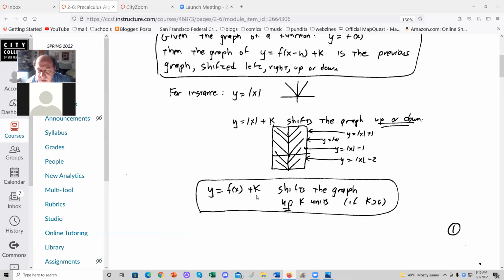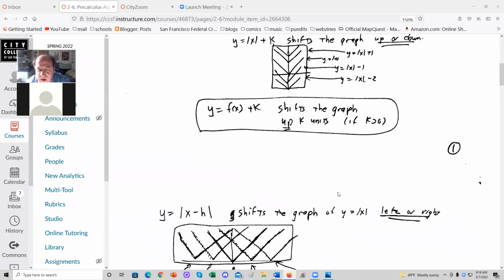So f of x plus k, y equals that, it'll shift the graph of y equals f of x up k units, down if k is negative, up if k is positive. Here we have y equals absolute value of x minus h. Here we subtract h inside the absolute value graph. What this does is basically delays the graph by h units.